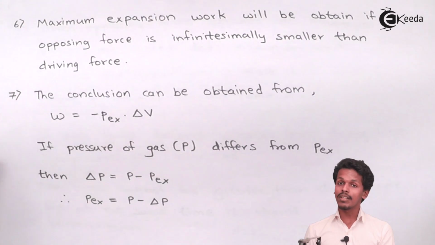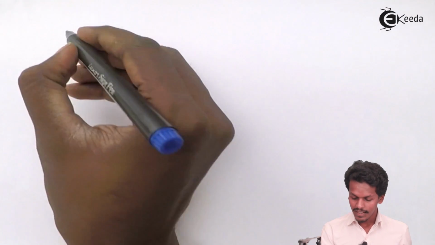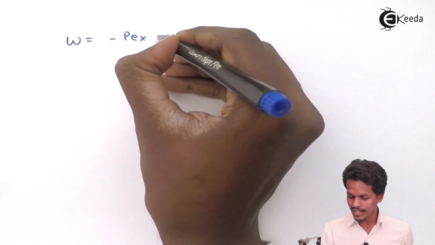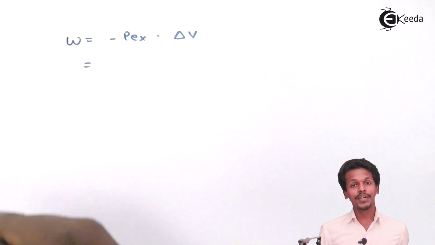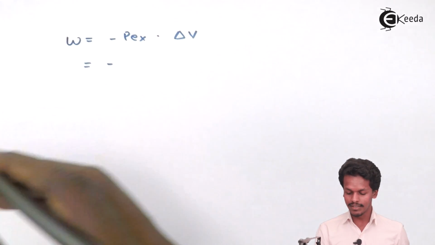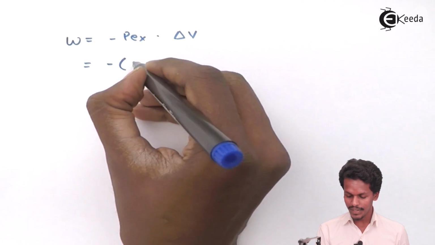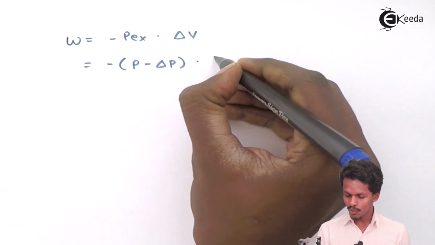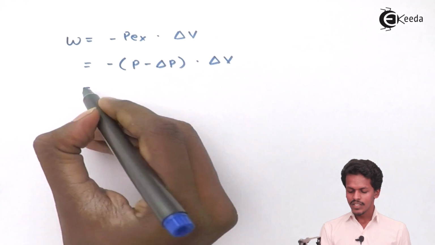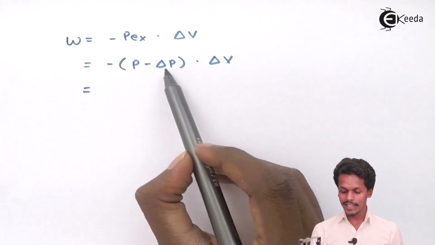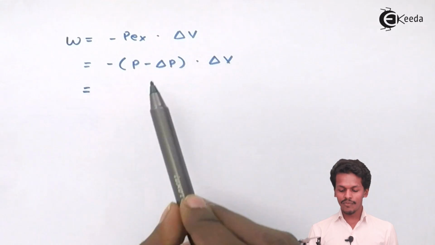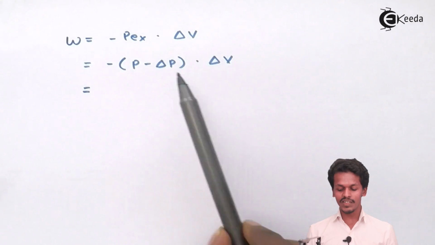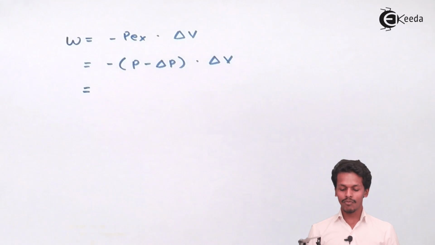And if I put this into the equation W equals minus Pex into delta V, then instead of Pex I am writing the value we just obtained, P minus delta P, into delta V. Let me talk about delta P. Suppose the difference is more. If delta P, the difference between the pressures, is more, then what will happen?